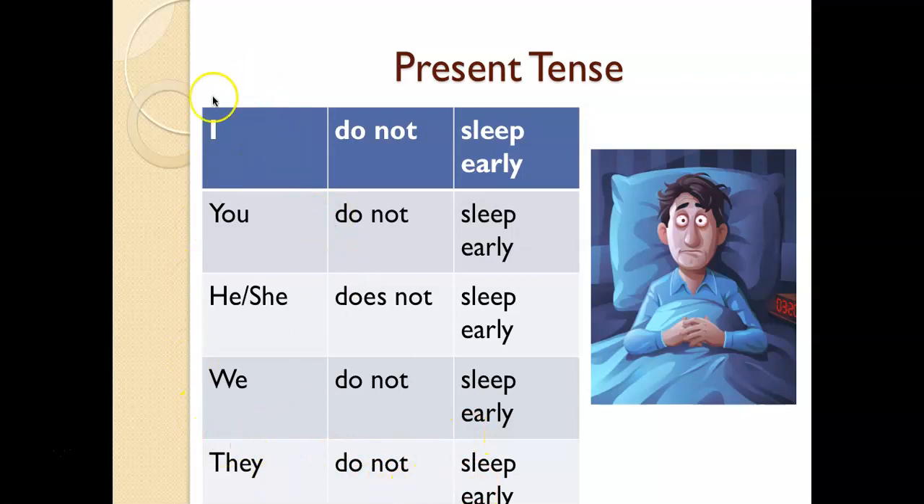So let's look at the pronouns again on this side. Can you tell me which pronoun is different from the others? So if you said he or she, you are correct because it's the only one that has does not. Okay, the others, if you look over here, do not. At the bottom, it also says do not. Okay, so only he or she is different in this case.